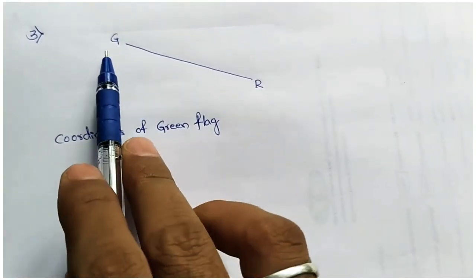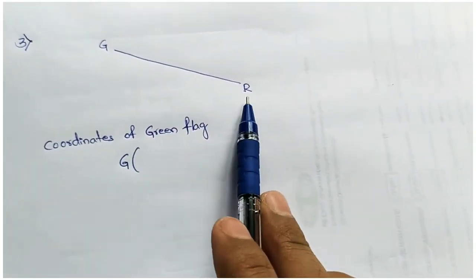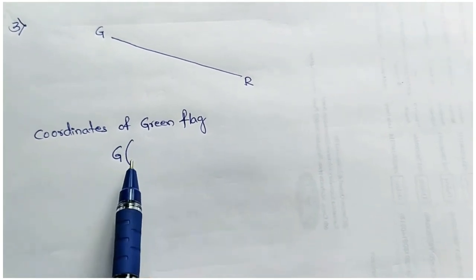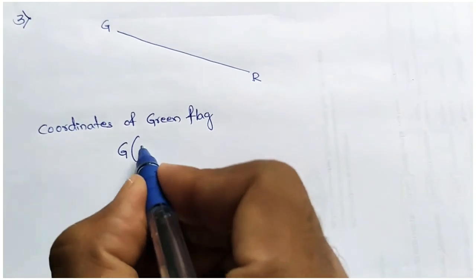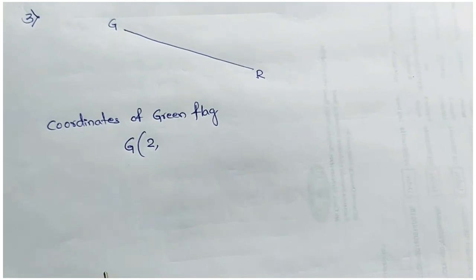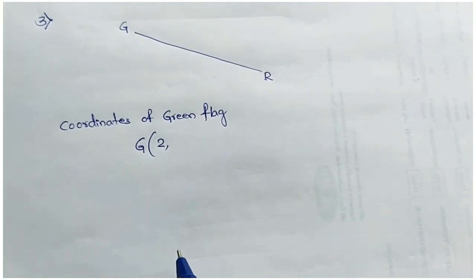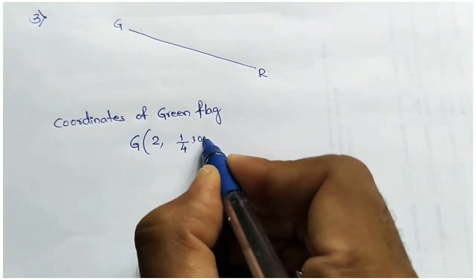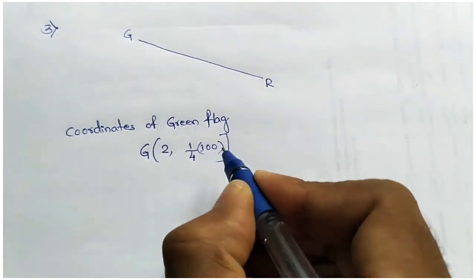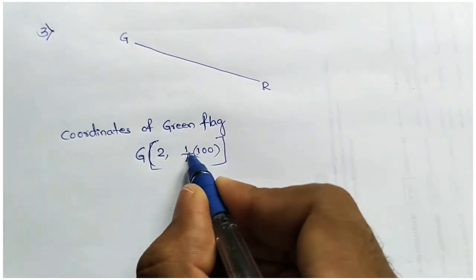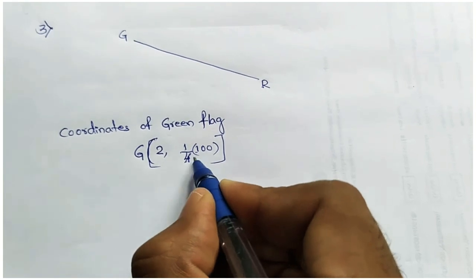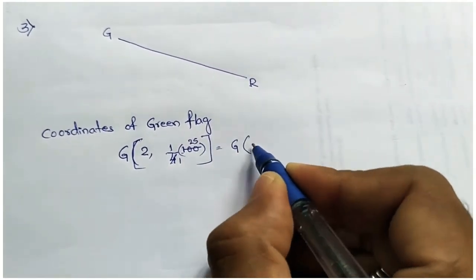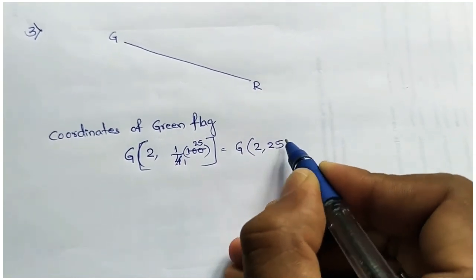Let's take green flag as Z, red flag as R. First you have to write the coordinates of the green flag. On which line? Second line. So let's take the line as x-axis. Next, see, posting how much distance? 1/4 of AD. AD is how much? 100. So now you cancel it, 1/4 into 100. 4 ones are 4, 25s are 100. So here we will get Z coordinates as 2, 25.